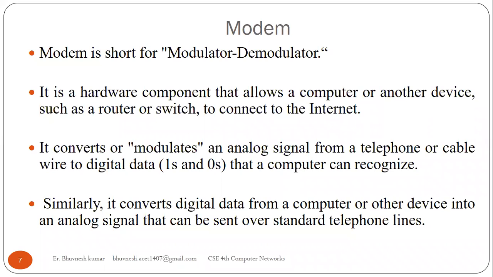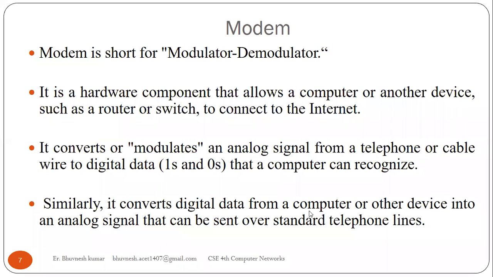Your set-top box, Videocon set-top box, your Airtel set-top box, or your modem or your router switches, they work as a modem. If your data is in digital form, it converts into analog, or if analog is there, it will convert to digital. Next point is it converts or modulates an analog signal from a telephone or a cable wire to digital data. It converts your analog data to digital data. Analog is your frequency and digital is your 0 1 form, binary form.